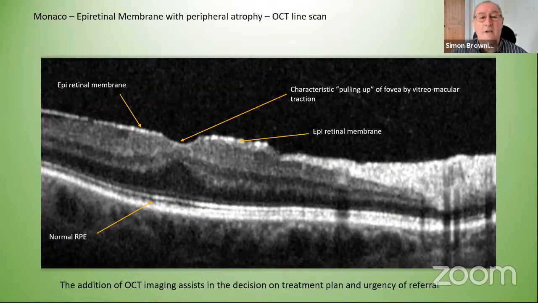And then when we look at the OCT, we can see a classic epiretinal membrane there, the characteristic pulling up of the fovea, but with a normal RPE layer. So now we've got a full history of that patient. We can see the structure, we can see the function, and now we can see what's happening within that macular region. So we can sit and talk to the patient about expectations and what's going on in the full knowledge of what we're doing.